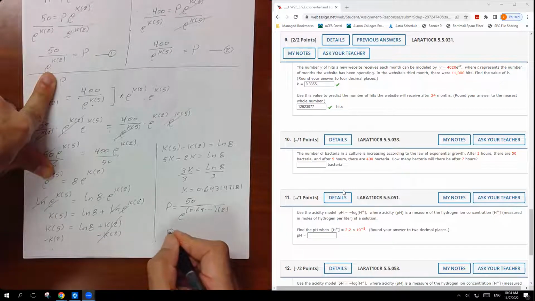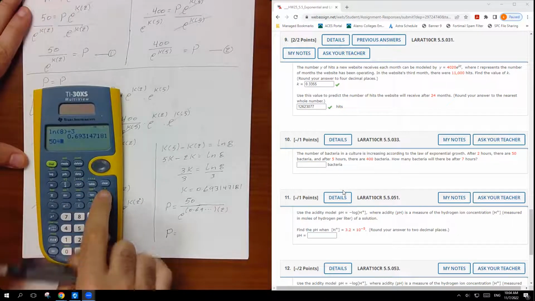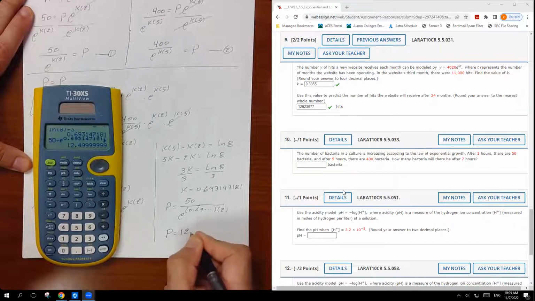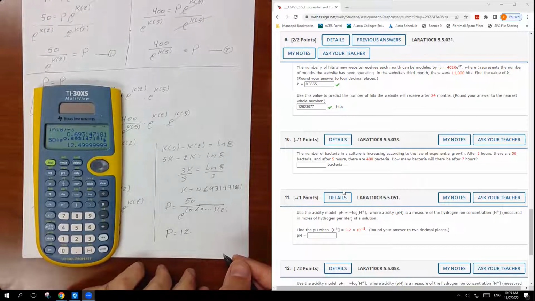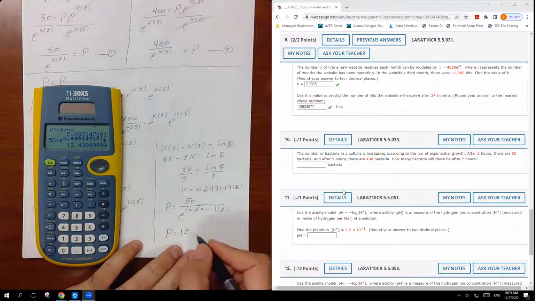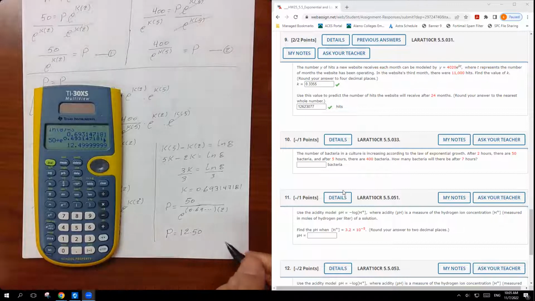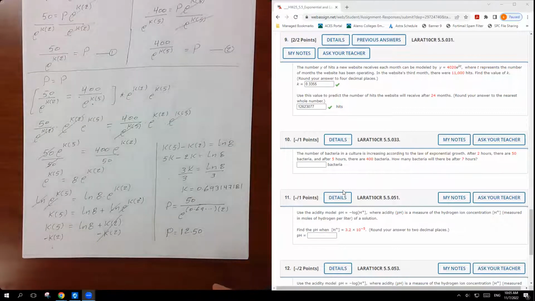That means our initial value is going to be 50 divided by e to the power k times 2. P is going to be 12.49. They didn't say rounded, so I'm going to take 2 decimals, 12.50. So this is the value of P. Now they ask us to find how many bacteria there are going to be after 7 hours.